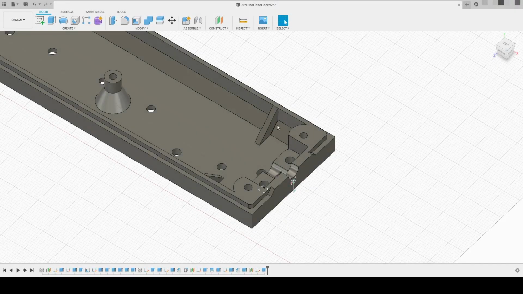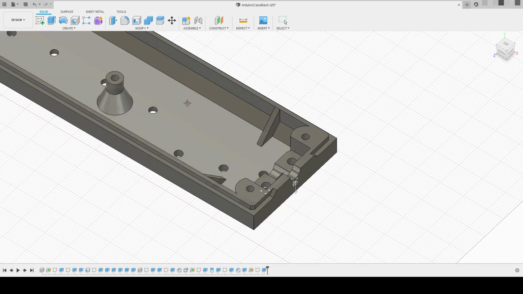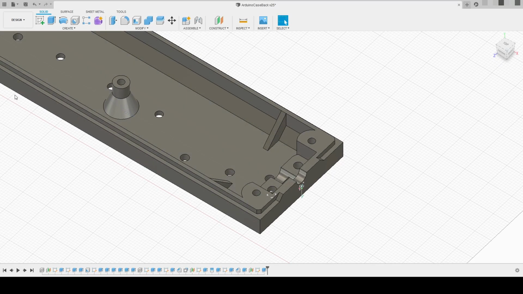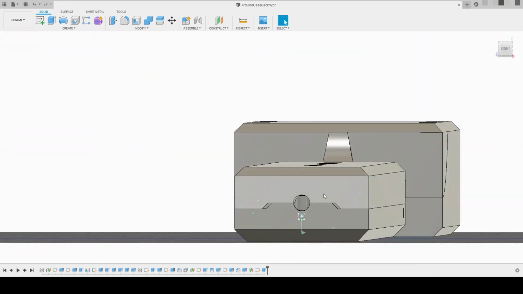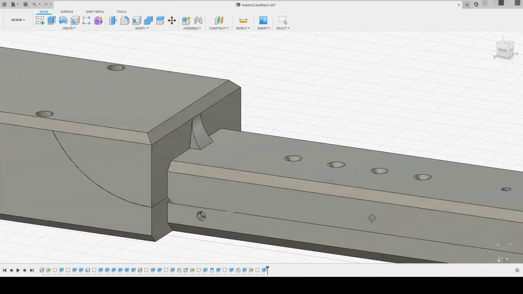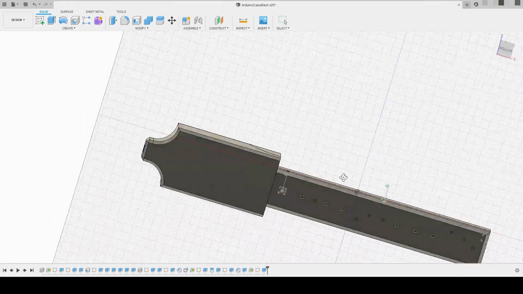You can see some little reinforcement ribs here. These are just to make it a little bit sturdier, and then you can see the little interlocking groove. I just left a little bit of clearance so that it fits nicely. Yeah, overall, that's the whole design.